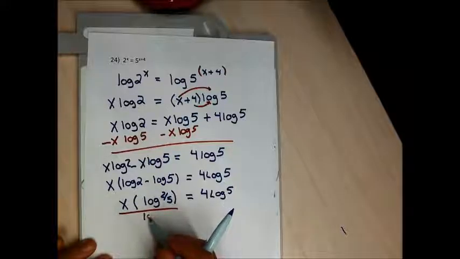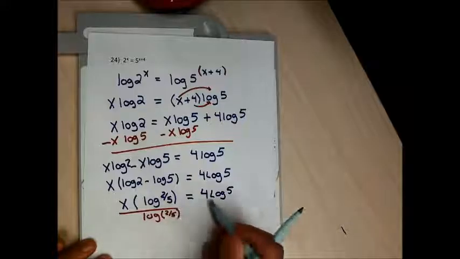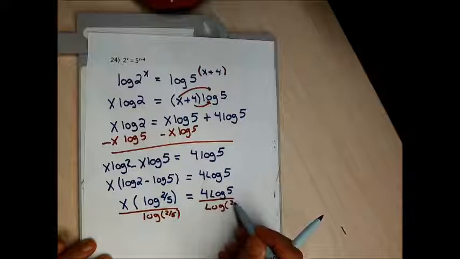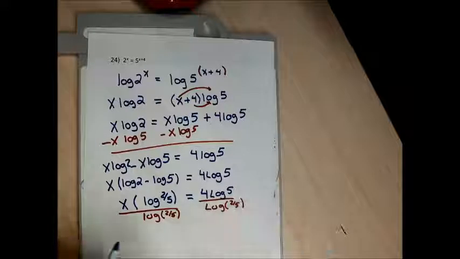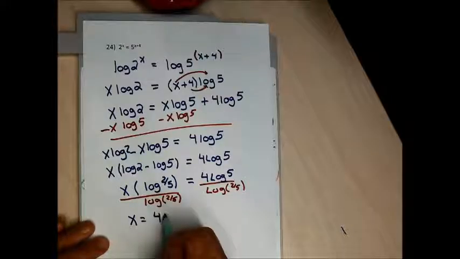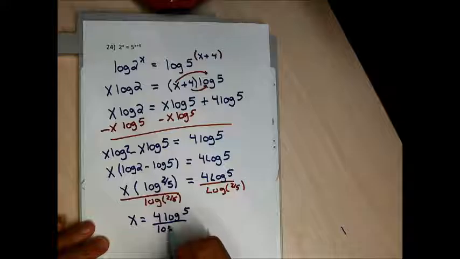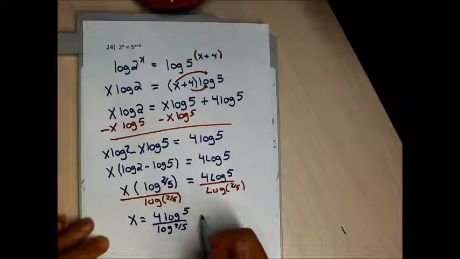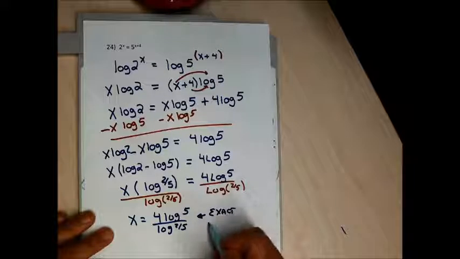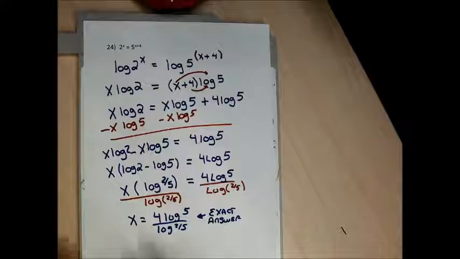Now I'm going to divide both sides by the log of 2/5. I snuck that 2/5 in a parentheses because I know my calculator is going to require that parentheses. So technically, I get x equal to 4 log of 5 over the log of 2/5. This is actually an exact answer. The instructions say give me a 2 decimal rounded answer. And so I'm going to use my calculator.